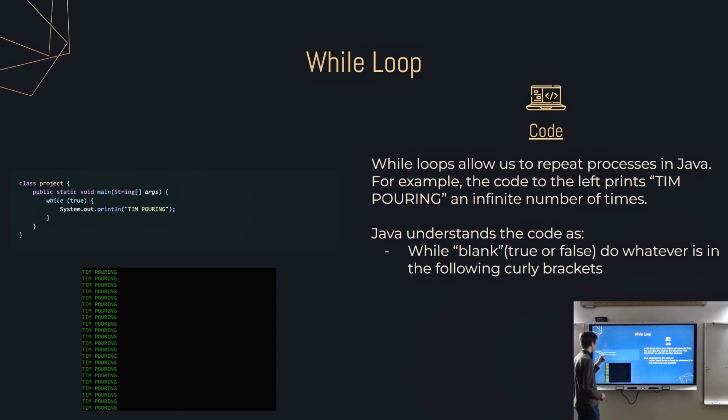You can see right here, it's going to print "temporing" infinitely. Of course, we don't have an infinite amount of space, but as you can see, it prints "temporing" a lot of times. While loops allow us to repeat processes in Java, along with a few other loops that we'll talk about in the next few slides. Java understands the code as "while blank is true or false, do whatever is in the following curly brackets," which you can see right here.